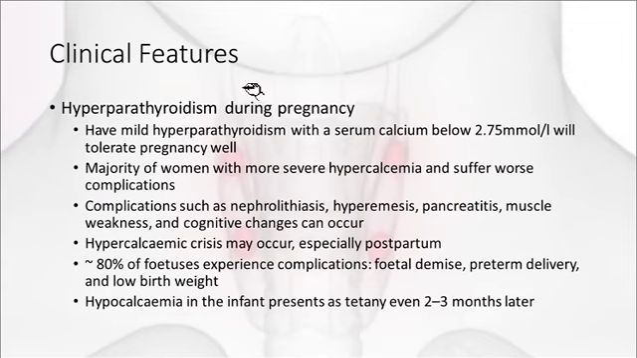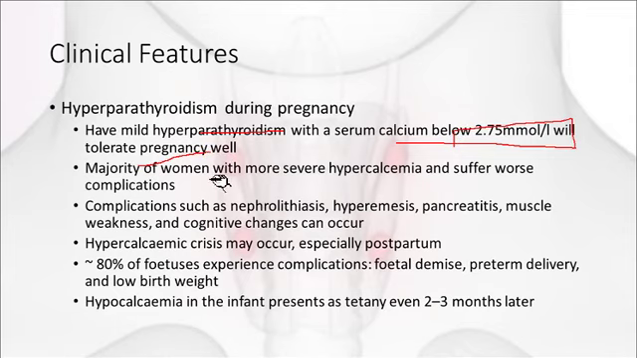Hyperparathyroidism during pregnancy. Approximately 67% of women with primary hyperparathyroidism during pregnancy experience complications such as nephrolithiasis, hyperemesis, pancreatitis, weakness, cognitive changes, and a hypercalcemic crisis. Most of the time they have mild hyperparathyroidism where their serum calcium level is less than 2.75 millimoles per liter, and they will generally tolerate pregnancy well.